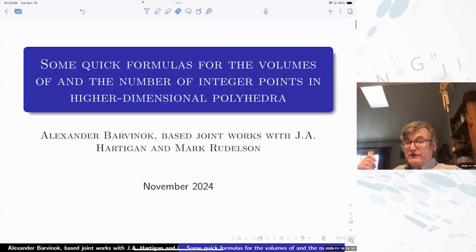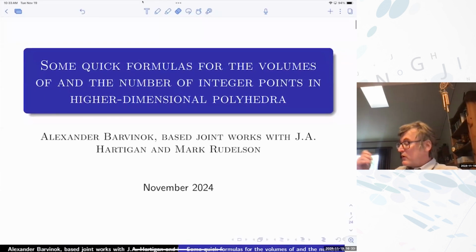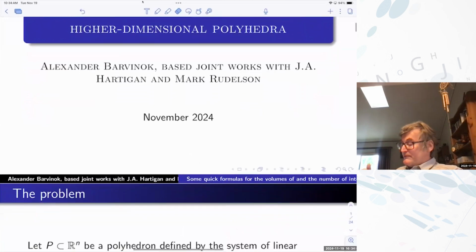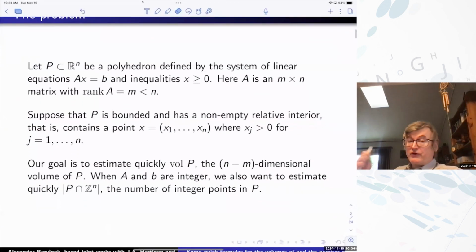And I'd like to talk about some work that I've done over maybe 10 years now, by myself and also with co-authors, most notably John Hartigan and Mark Rudelson. And I hope that Antonio Misevich would have liked it. So here's the first problem that I'd like to think about.